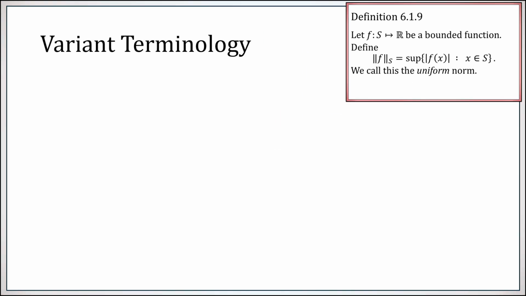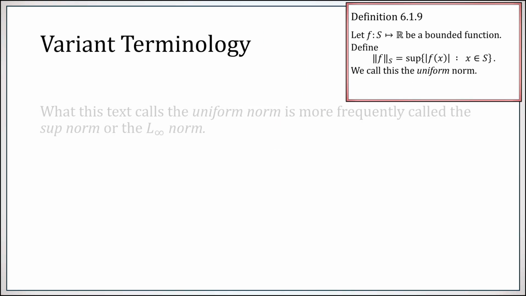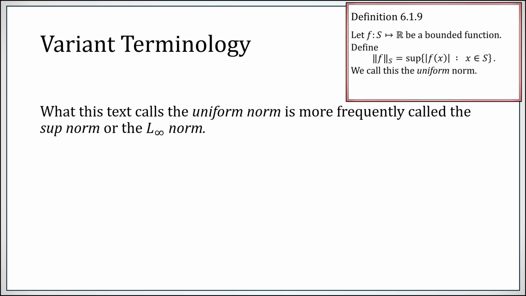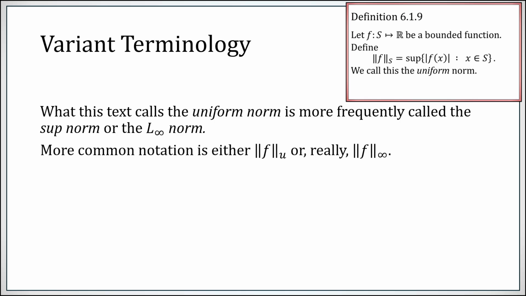There are some variants in wordage to refer to this. In this textbook, it's called the uniform norm. It is more often referred to as either the sup norm or the L infinity norm. And also, more common notation is not to put the subscript being the set, but to use subscript u for uniform or sup norm, but really the most common way you see this is with a subscript infinity in reference to the L infinity norm.